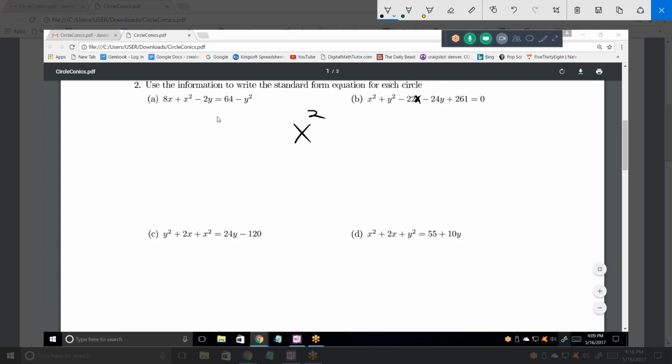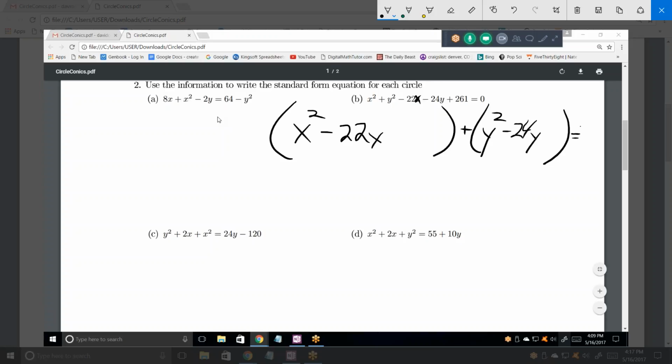Let's make it an x, and then let's solve it. So tell me, x squared minus 22x, and then leave room to complete the square. And then plus y squared, and that plus is important because that could be a minus, although not with circles. If that's a minus, then you're looking at a hyperbola. And then the minus 24y. Leave room to complete the square, and move the 261 to the other side.